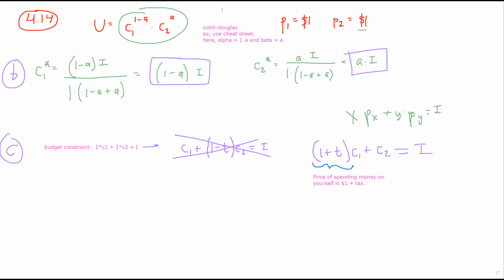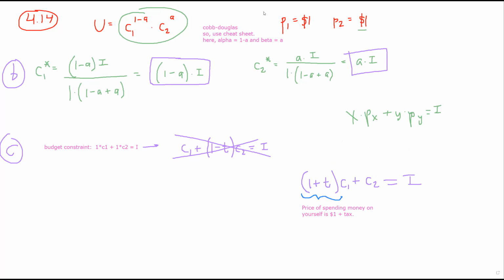But the price of spending money on your friend, on charity, is still just $1. We can see that the coefficient of C2 is 1, so the price of charity is still $1. For every dollar you give away, you're not being taxed on it. However, the price of spending money on yourself is not just $1, it's $1 plus whatever you're being taxed. So this is the budget constraint. Going back to what you asked, Victoria, your standard budget constraint is always, always, always xpx plus ypy equals I.